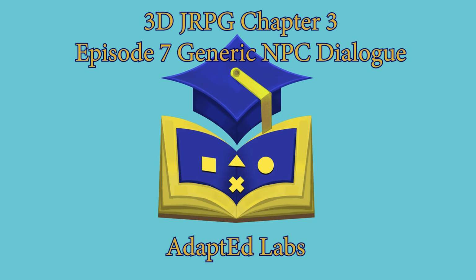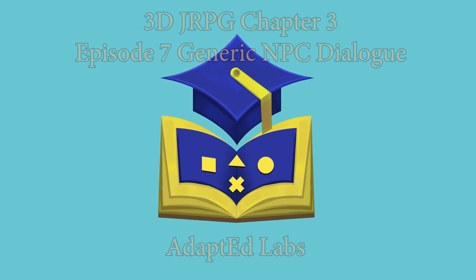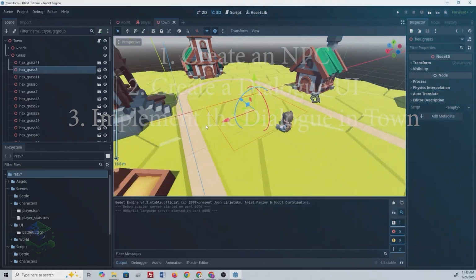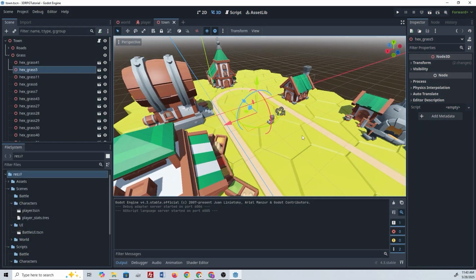Hey folks, in this episode we're bringing our world to life with some NPCs. We're going to learn how to set up a simple dialogue interaction system using Area3Ds for detection and a clean UI for the text display, just like you'd find in some classic JRPG towns. So, let's get started.